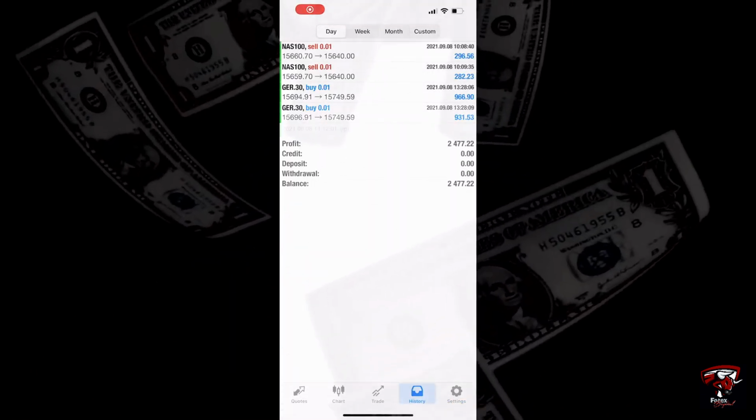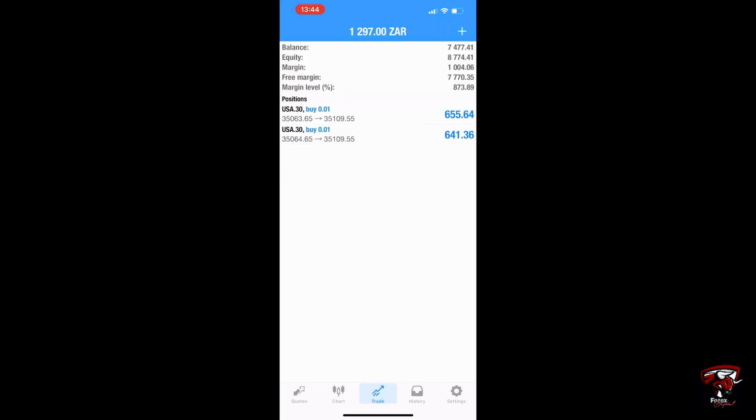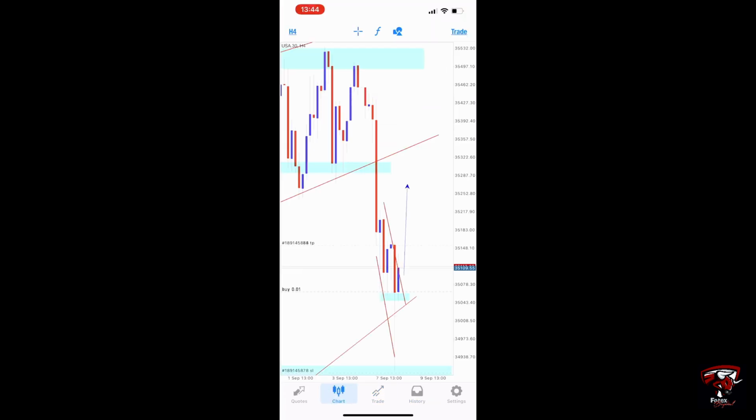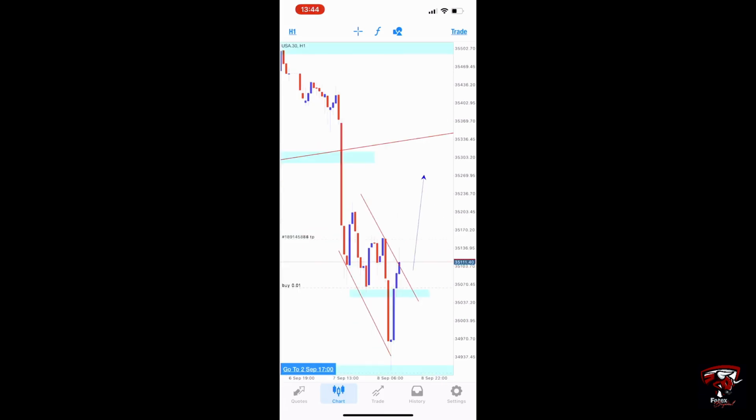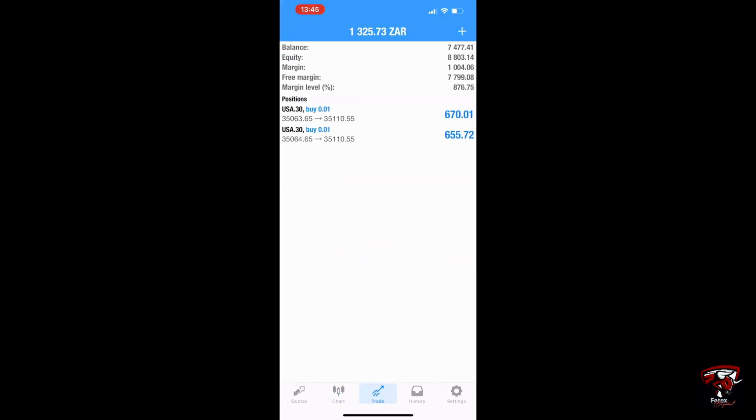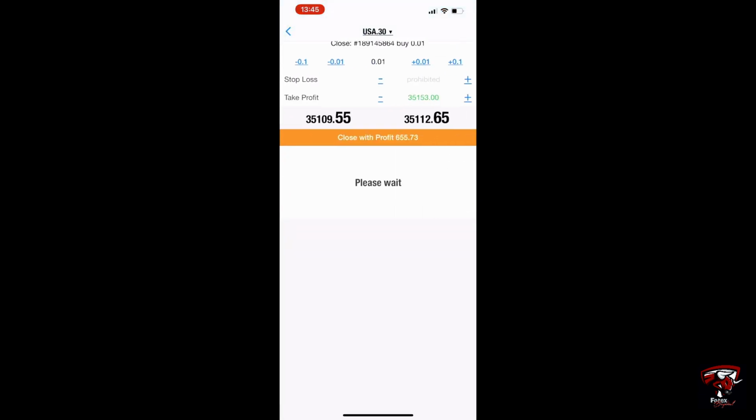Wow, take profit hit on GEM30 and NASDAQ, guys. Those two don't waste time. Let's check US30. It looks like we missed our take profit, and from this point on the market could possibly reverse, but we do see that it's actually still playing around. So let me just close my trades because I'm done for today.